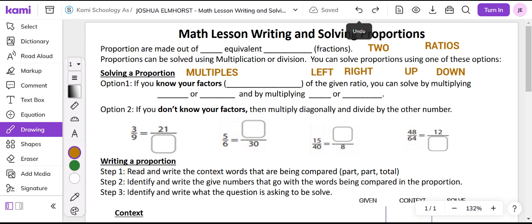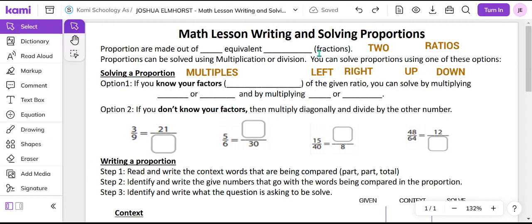Welcome back for a math lesson. We're going to be looking at writing and solving proportions. So we've been working with proportions, doing cross products, cross multiplying, dividing, but there's other things we can do with the proportion that we can use them as a tool in math to help us solve ratio problems.